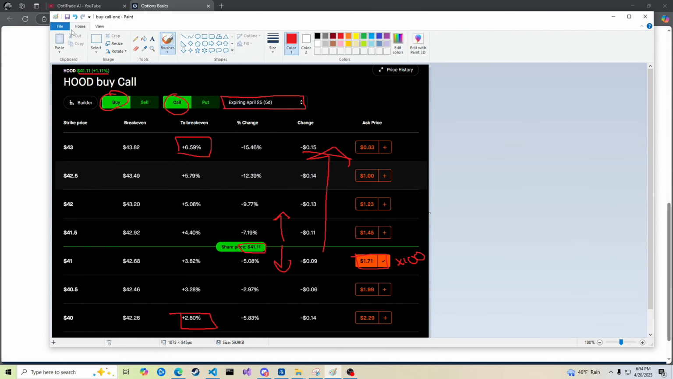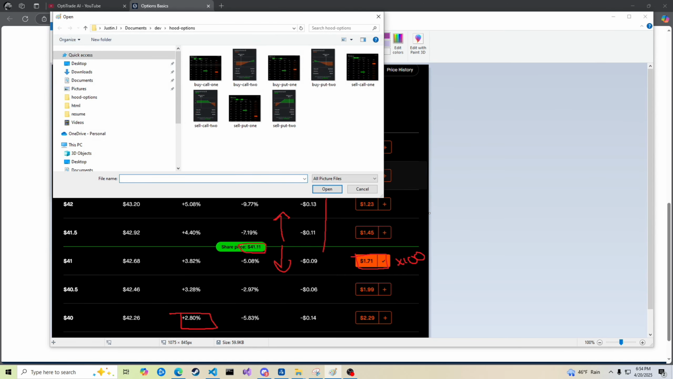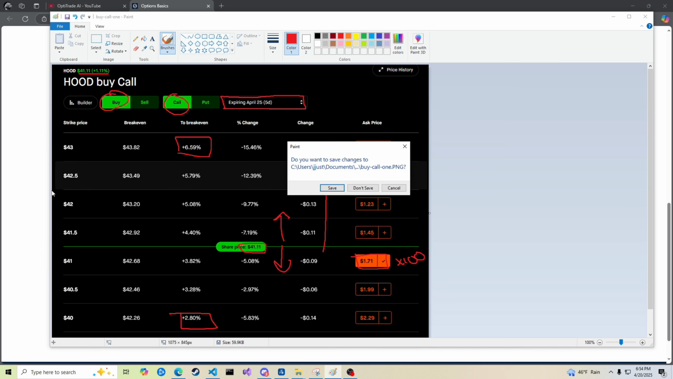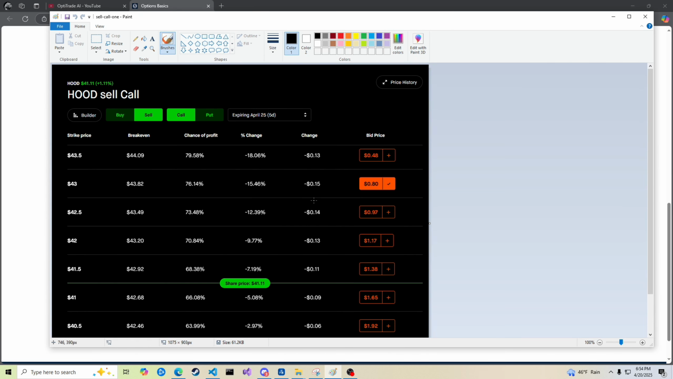So if we go back to Paint here, let's open up another example that I have over here. Just one second. Yeah, right here. Let's open up the covered call. Okay, so it's right here. So you can see, again, we're going to be looking at Hood, same price, took these very close together, right? So all the prices should be the exact same. But you can see here now, instead of buying, we are selling a call option, same expiration date, just for the sake of the example, right?